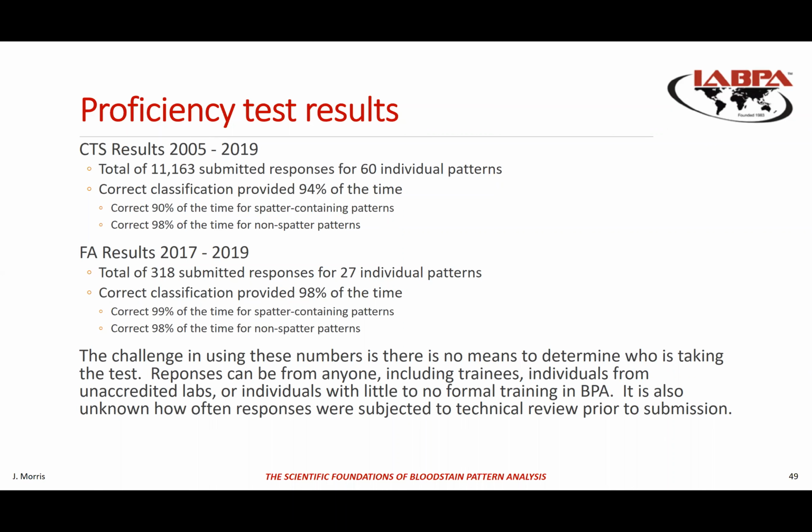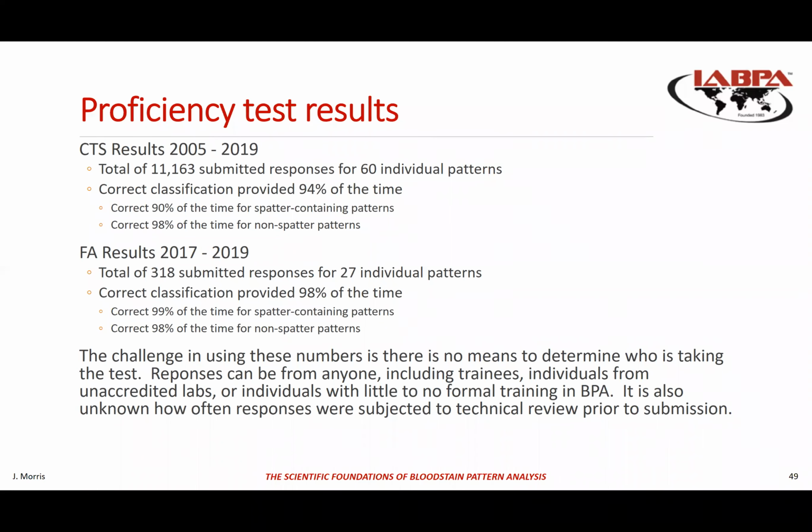But the challenge in using these numbers is we don't know who was taking the test. We don't know if the person was qualified. We don't even know if the person was doing bloodstain work. As long as you paid for the test, the company sent you the test. And we also don't know how many times those conclusions were subjected to peer review before they were submitted. So there's a lot of unknowns, but this gives us a very foggy look into the number of times an incorrect conclusion is issued.